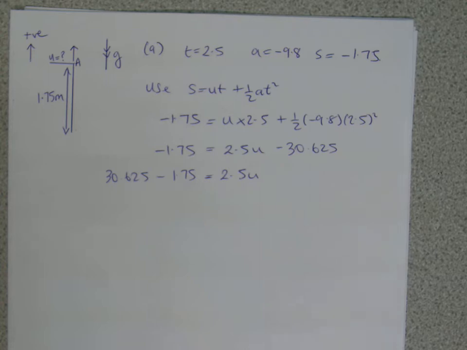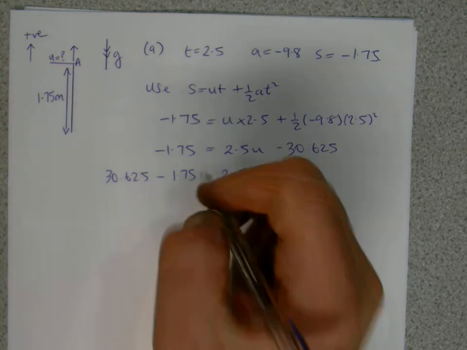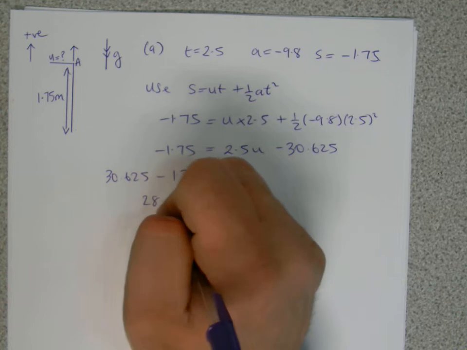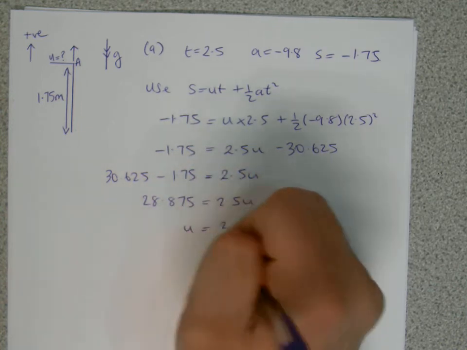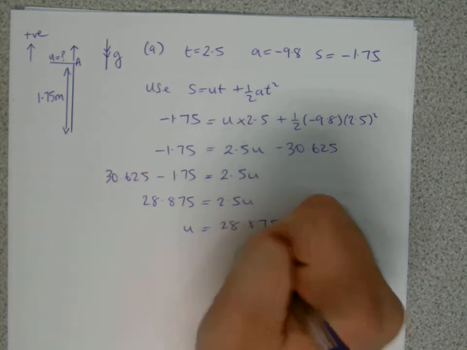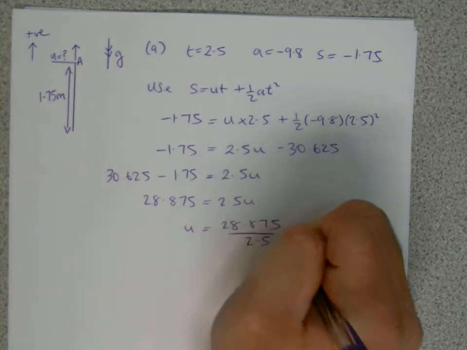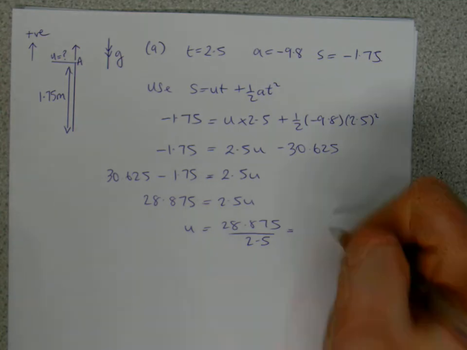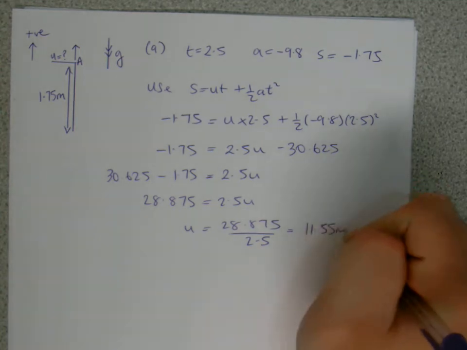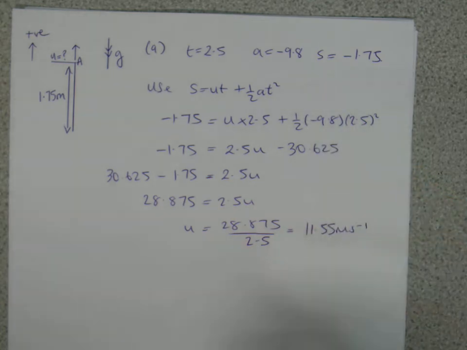So 30.625 take away 1.75 is 28.875. So u will be 11.55. It's important we show our workings with this type of question because they actually give us the answer, don't they? So we're expecting to get 11.55 out, which indeed I do, but I show all my approach throughout. So I show I understand the question and I've got the answer as expected.